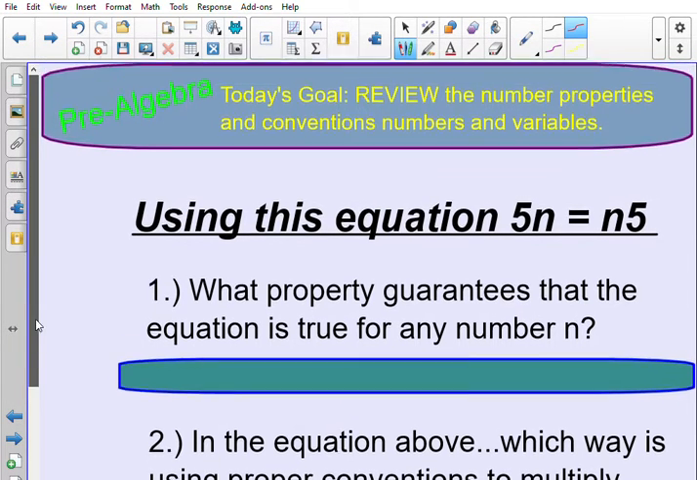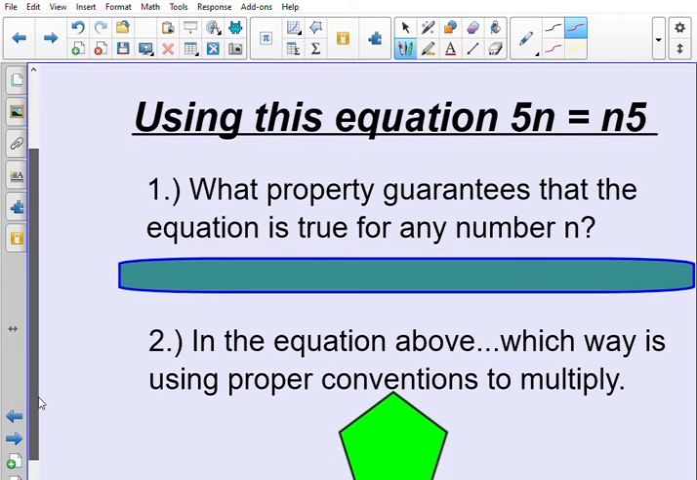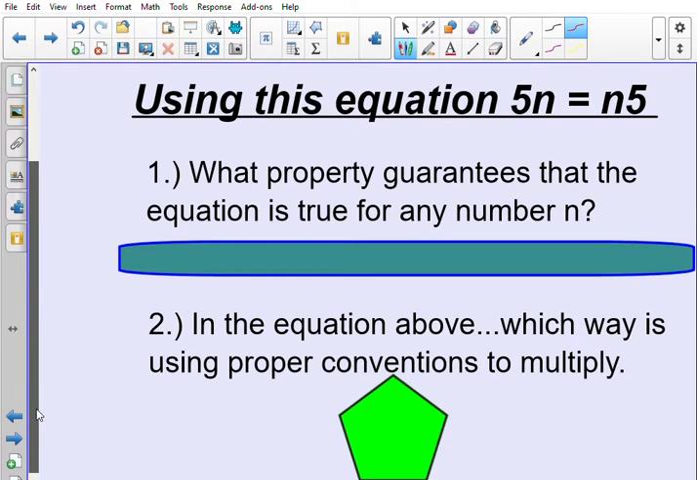Next. Because we're reviewing, I'm putting this problem up. I want you to do this problem all on your own. We are going to pause the video now.